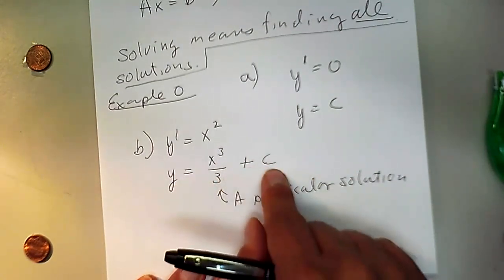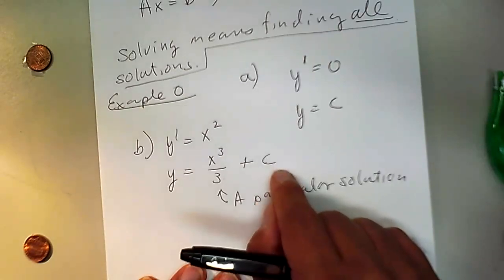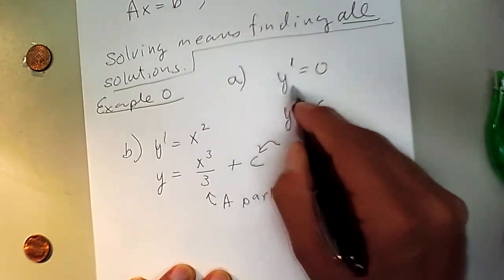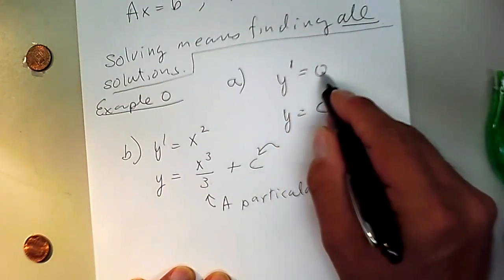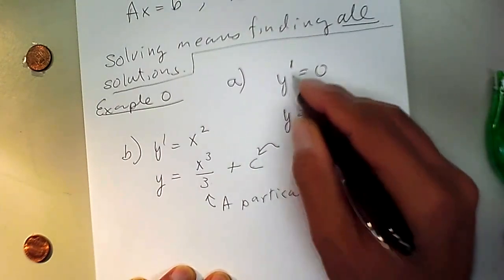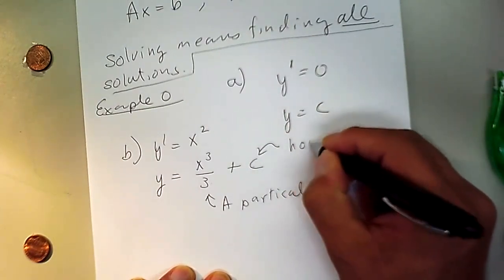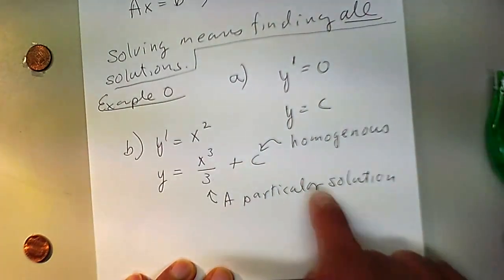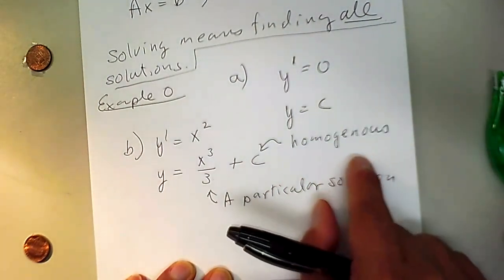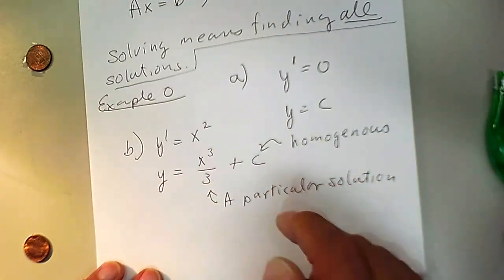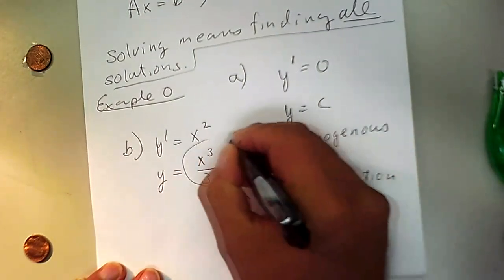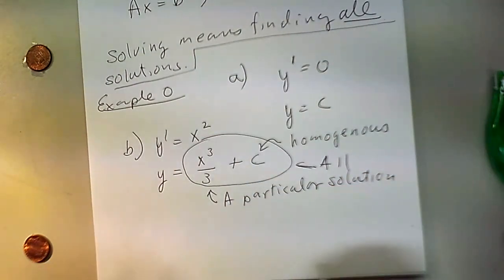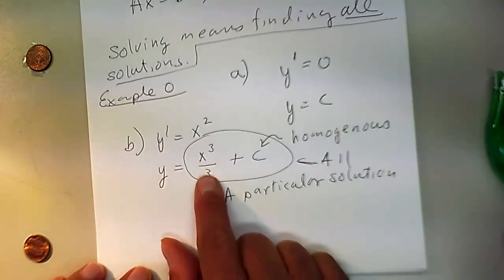And this is the solution to when the derivative is equal to 0. That's called the homogeneous solution. When we have the left side equal to 0, in this case, the solutions are called homogeneous. So this particular solution plus the homogeneous solutions gives us all the solutions. So together we have all the solutions. Now, there are many particular solutions.